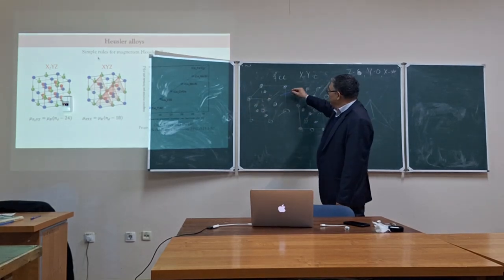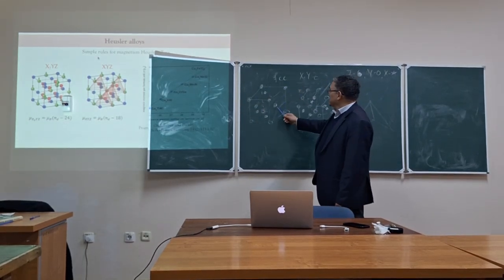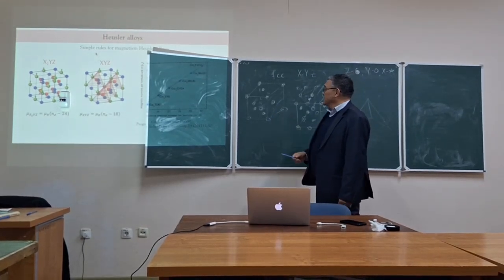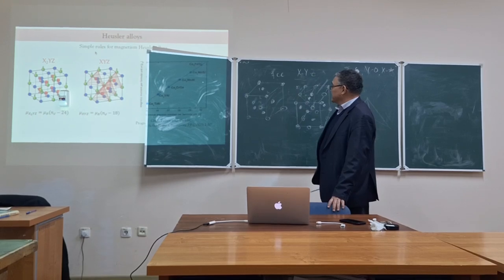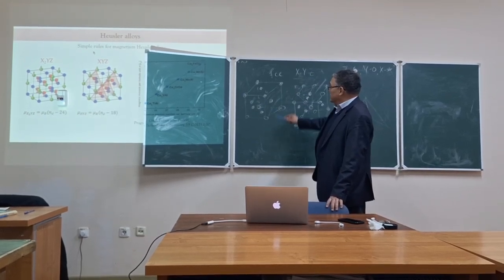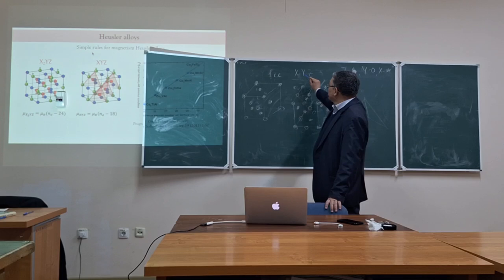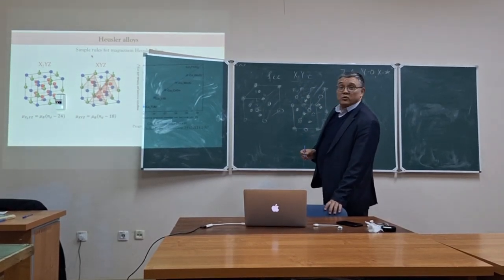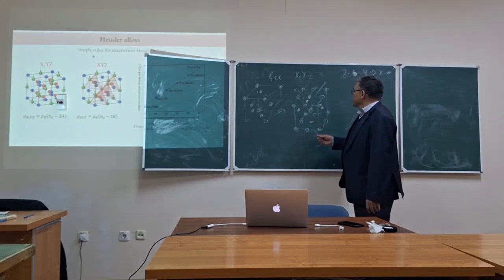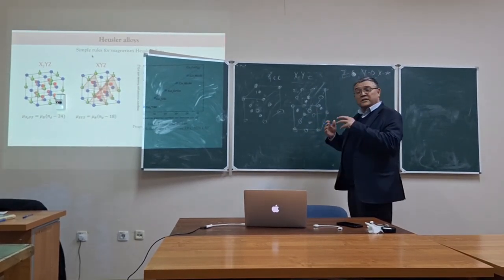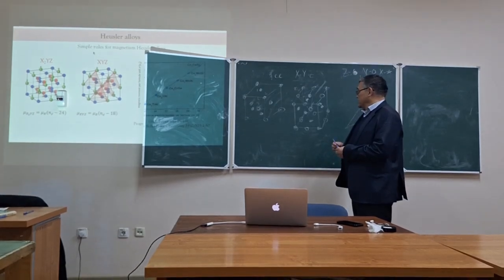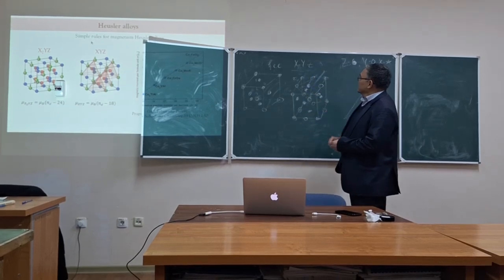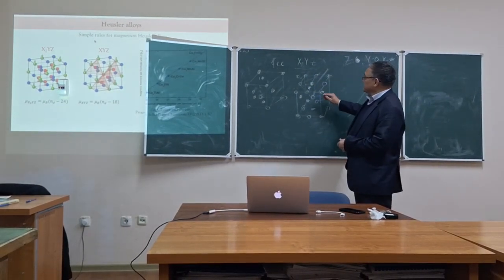FCC stands for face-centered cubic structure, in which atoms are located on the vertices of the cube and also on the centers of the sides. We have six sides, and the centers of these six sides are occupied with atoms. All these FCC lattices correspond to each of these elements. The XYZ structure of Heusler alloy is called half Heusler alloy. It is composed of three interpenetrating FCC structures. For example, if we interpenetrate only Y and Z, we have this structure.